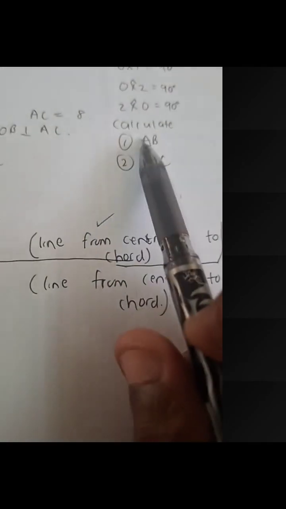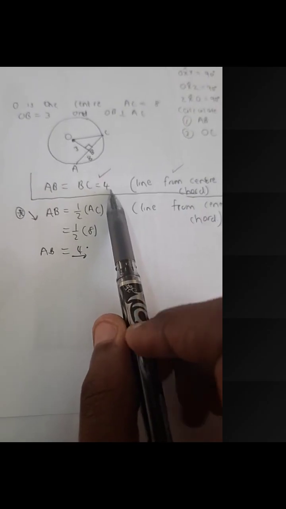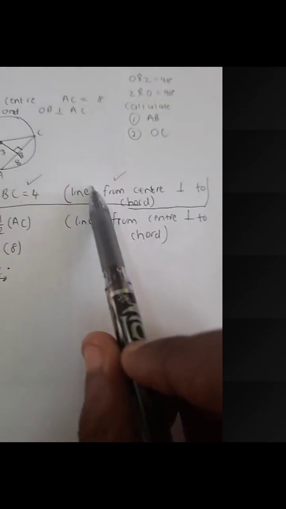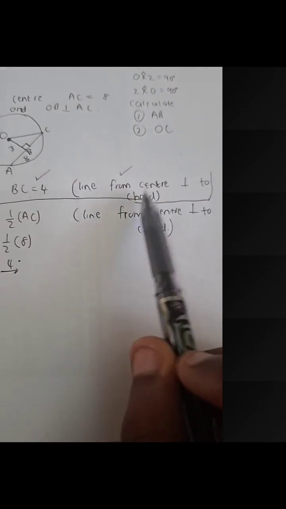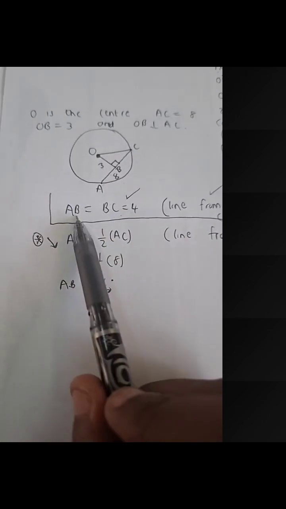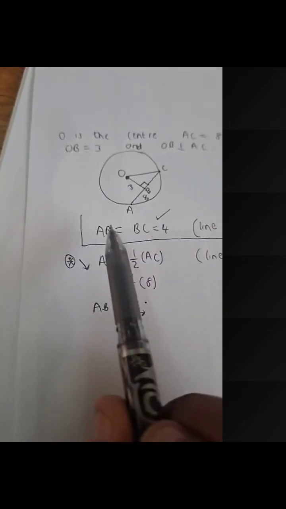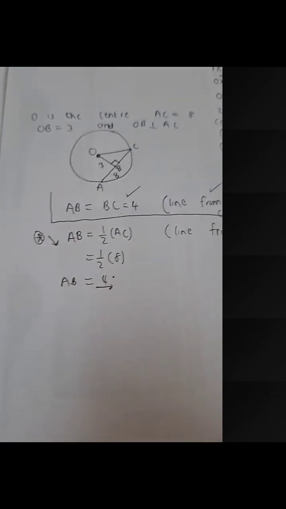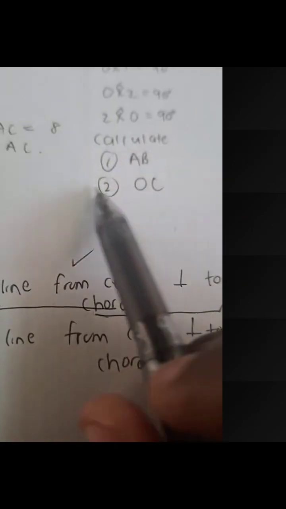The length of AB. AB is equal to BC, which is equal to 4. Reason? Line from center perpendicular to chord. Our reason is in the diagram. Our statement is unseen. I can see your reason. The statement I cannot see, but it comes from knowledge that I've gained about the theorems. That's very important.